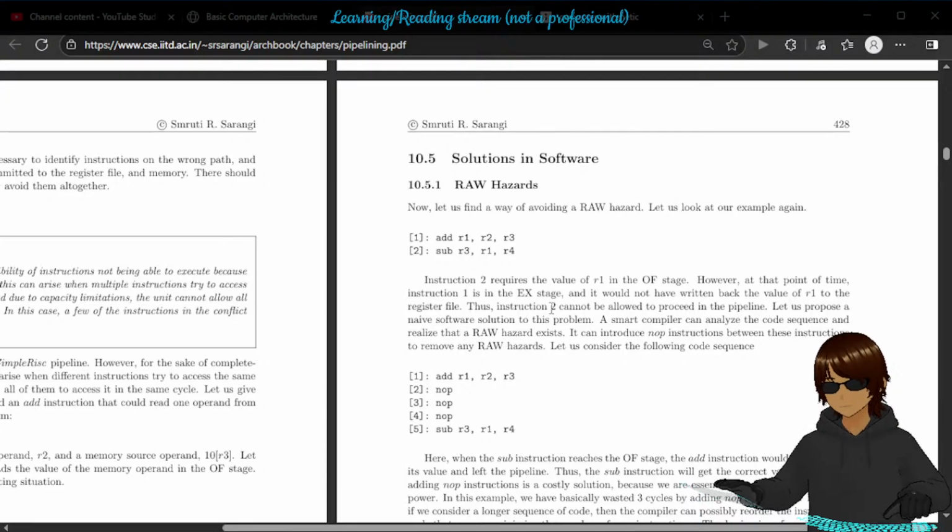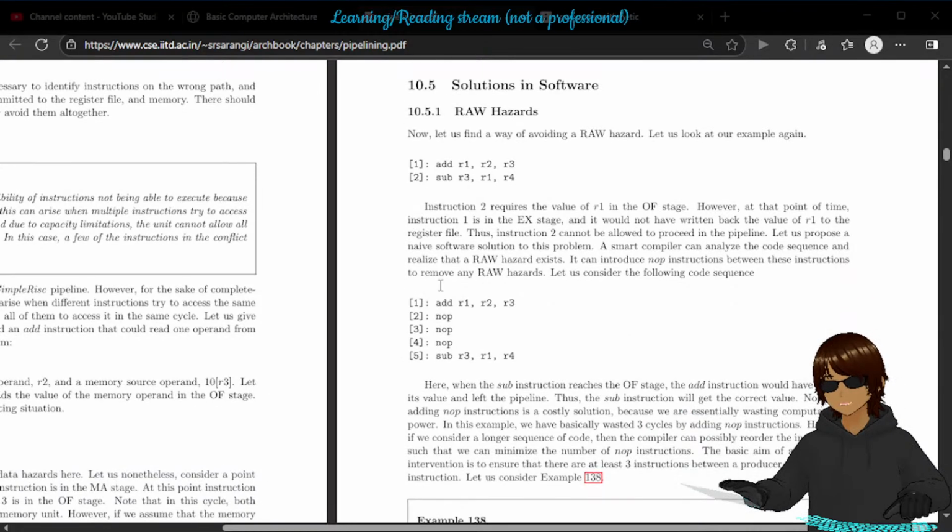Instruction 2 requires the value of R1 in the OF stage. However, at that point of time, instruction 1 is in the execute stage and it would not have been written back. It would not have written back the value of R1 to the register file. Thus instruction 2 cannot be allowed to proceed in the pipeline.